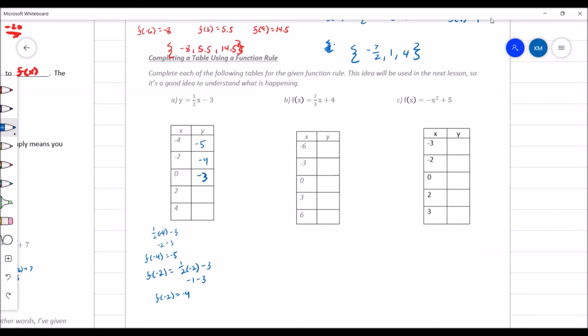And we can keep going. Or you can notice, hey, every time we increase by 2, this increases by 1. There are patterns to this, and that's the nice part about a function rule. 1/2 times 2 minus 3, that's 1 minus 3, and that's -2. Okay, and do the same thing for this final one. 1/2 times 4 minus 3. That's 2 minus 3, and that's -1.